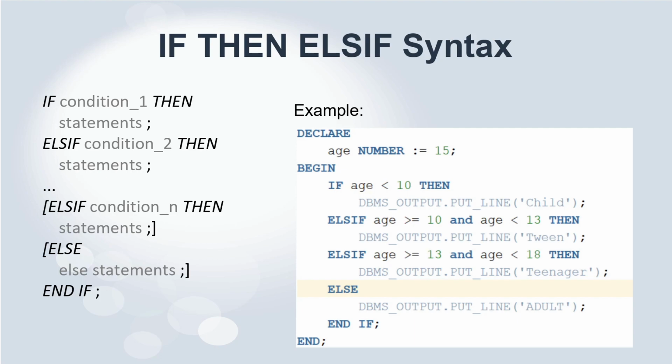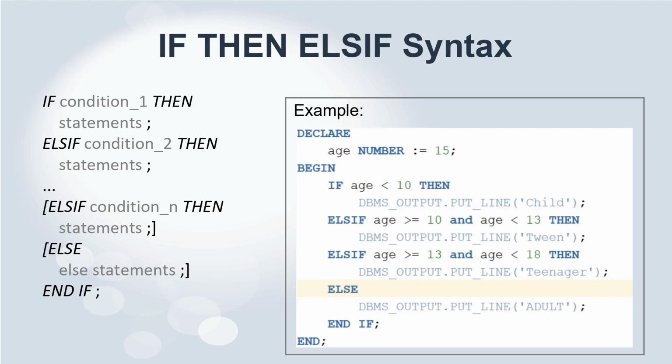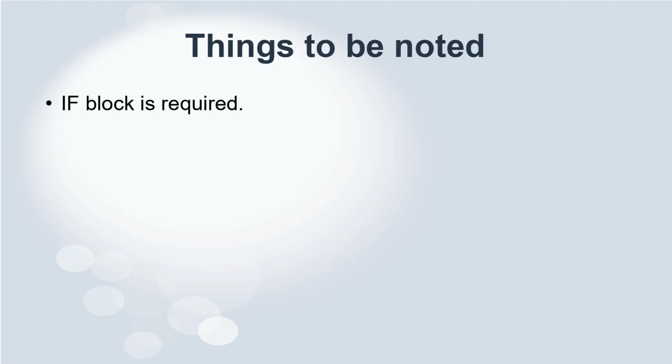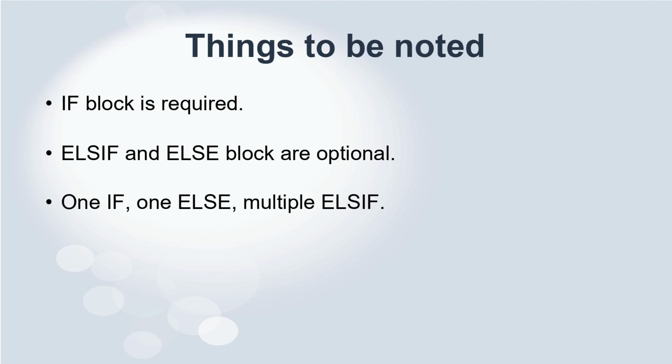If there is no next else if block present, then statements within else block will be executed. If there is no else block present, then the whole if statement will be skipped. Here you can see the example of if then else if statement. Few things to be noted. If block is required block in an if statement. Else if and else block are optional. One if statement can have one if block, one else block, and multiple else if block.